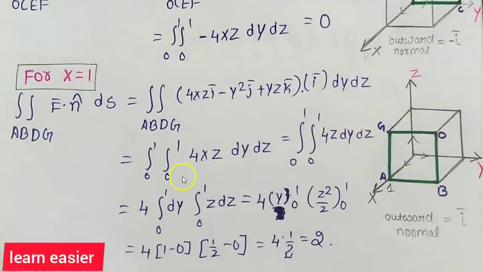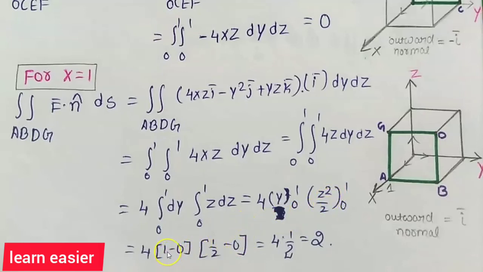Now let's take the integration. Here 4 is written outside because it is a constant. So integral dy is y from 0 to 1, and integral z is z square by 2 from 0 to 1. Now let's substitute the limits. After substituting the limits, we have 1 minus 0 here, and here 1 square by 2, which is 1 by 2, minus 0 square by 2, which is 0.